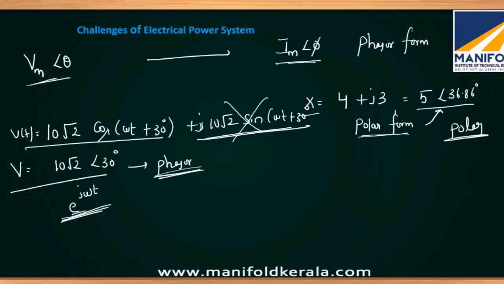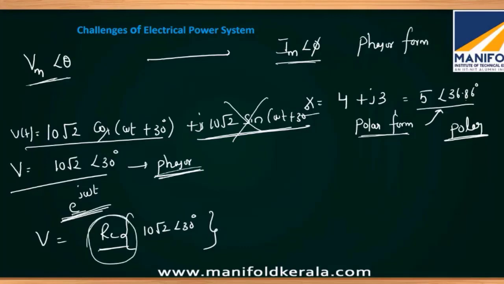Okay, so one more thing is inherent which is not mentioned: whenever you write a voltage, you always have to write the real part of 10 root 2 at an angle 30. Since there are no imaginary voltages, by default we know that we only deal with the real values. So we also don't write this term every time.